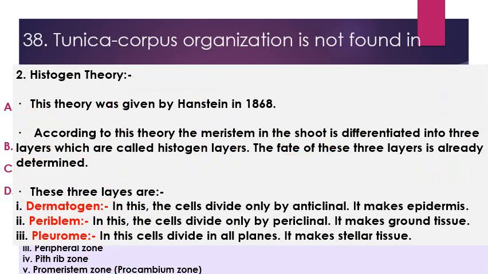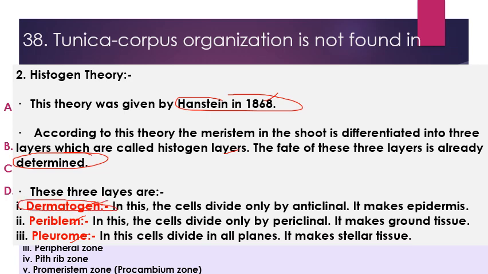The next theory is histogen theory. This theory was given by Hanstein in 1868. According to this theory, the meristem in the shoot is differentiated into 3 layers, which are called histogen layers, and the fate of these 3 layers is already determined. And these 3 layers are dermatogen, periblem, plerome.